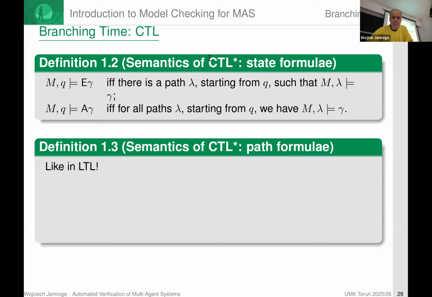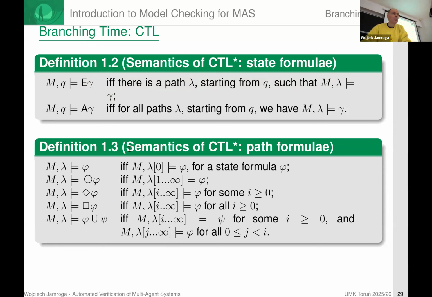Okay, so if you want to evaluate whether there is a path such that gamma holds, well, you need to check if there is a sequence of states starting from Q for which gamma indeed holds. And what does that mean? Well, you have the meaning here, right? So the semantics of LTL is basically embedded in the semantics of branching time logic.